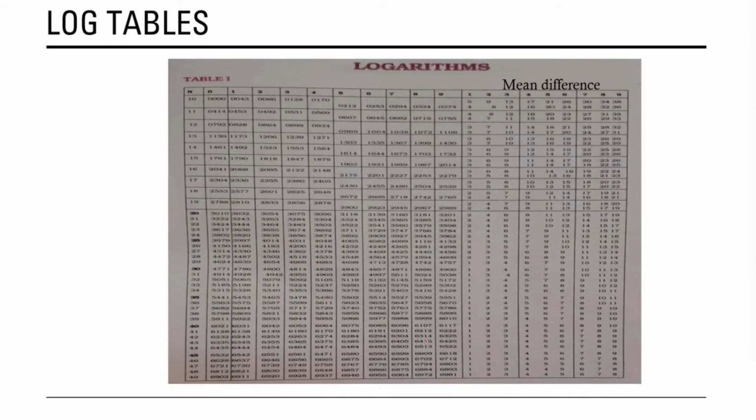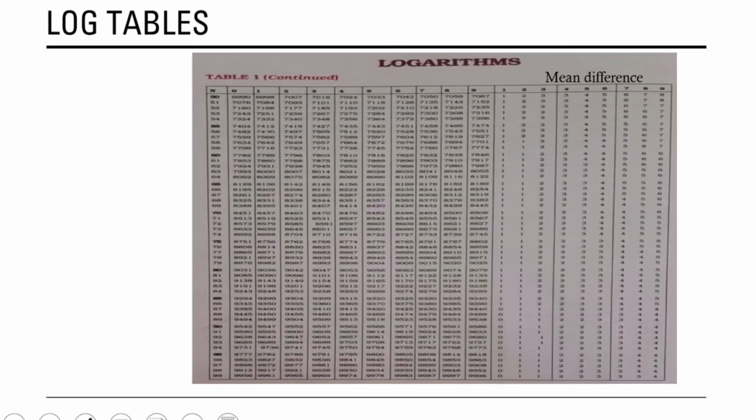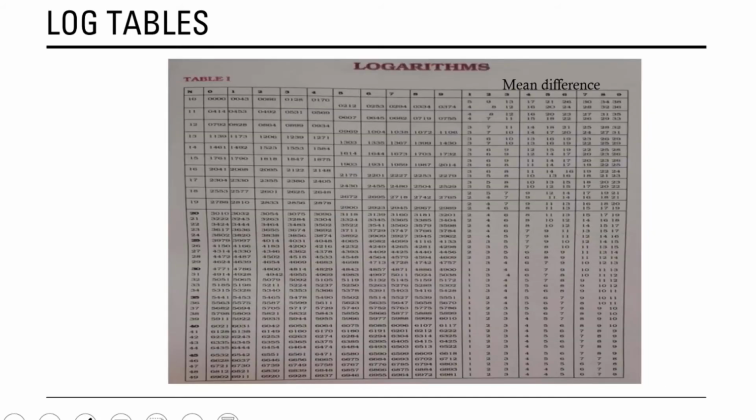So, this is how a log table will look. The first column has numbers from 10 to 99. It has two pages. The first page has numbers from 10 to 49, and the second page continues with 50 to 99. Then the next 10 columns are numbers from 0 to 9, and then we have another separate column which has the mean difference, with numbers 1, 2, 3 and so on.